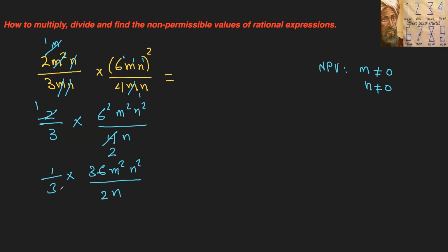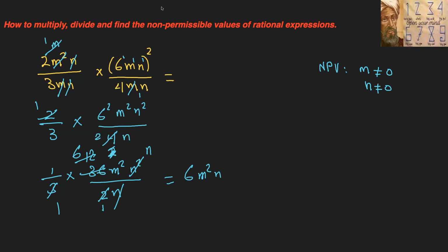So the 3 goes into itself once, it goes into 36 12 times, then the 2 goes into itself once and goes into 12 6 times. This N goes into itself once and goes into N squared N times. So my final answer here, you have 1 on the bottom, so you don't have to write that, and then I only have 6 M squared N. This 2 here belongs to there, just so that we don't confuse that. So 6 M squared N, that's what we have left on top. And this is the first question right here.